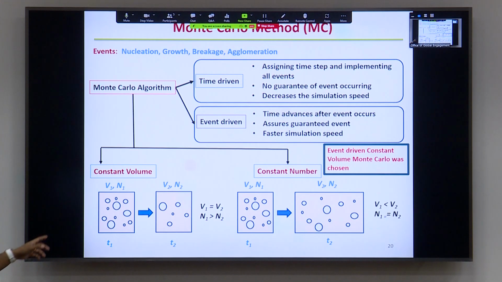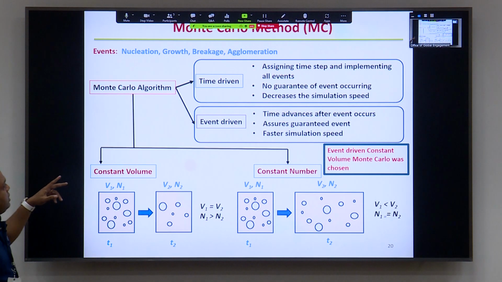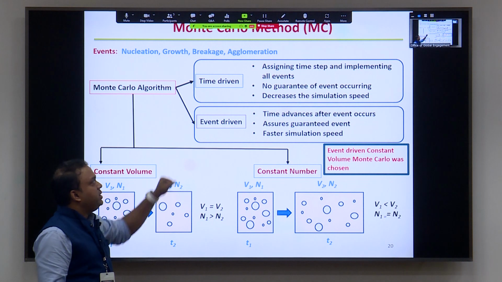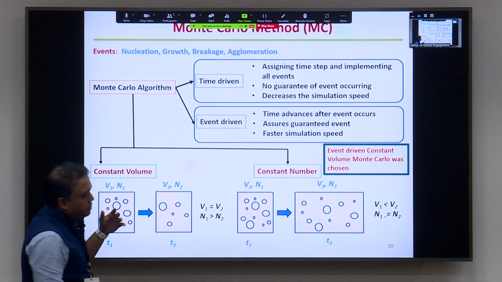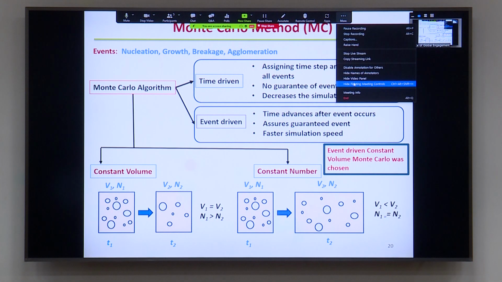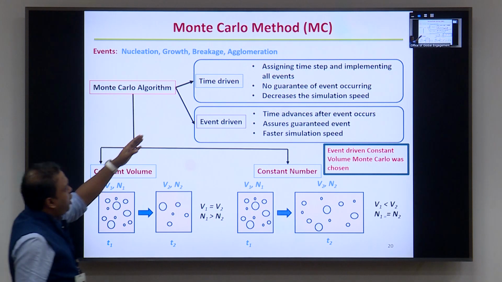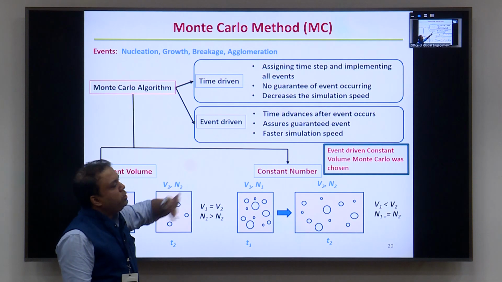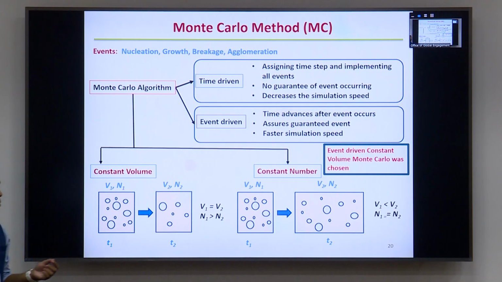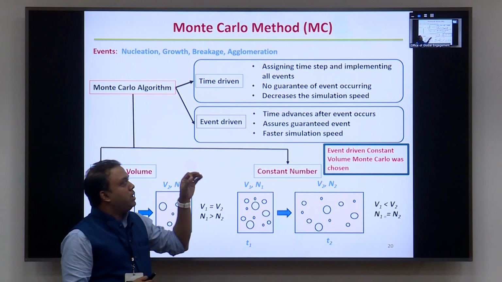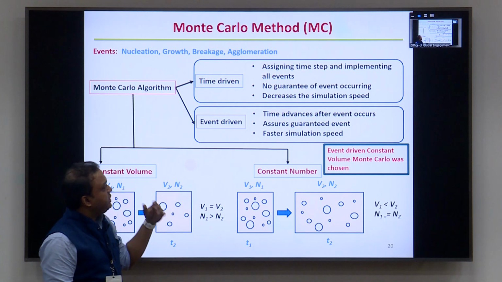Now for the Monte Carlo method, we have two types: time driven and event driven. Time driven is like we assign the time step and then implement all the events. Here events can be nucleation, growth, breakage, agglomeration. The problem with time driven is there is no guarantee that an event may occur, and this can lead to a decrease in simulation speed. But for event driven, there is assurance that the event will take place and the simulation gets faster.